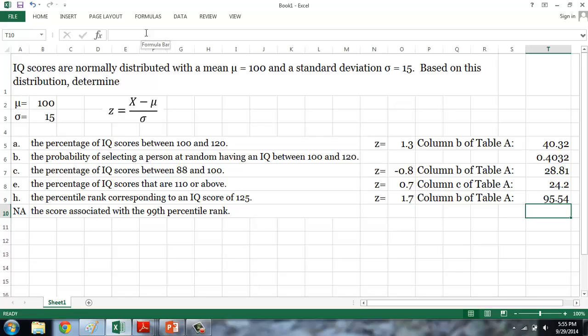This means that someone with an IQ of 125 has an IQ that is equal to or higher than 95.54% of the population. In all of these cases, we start with an IQ score and look for a percentage or a probability. However, we can also look for a score based on a percentile. So let's say that I want to know how smart I have to be, how high an intelligence quotient I have to possess in order to be as smart or smarter than 99% of the population. In other words, what IQ is associated with the 99th percentile.